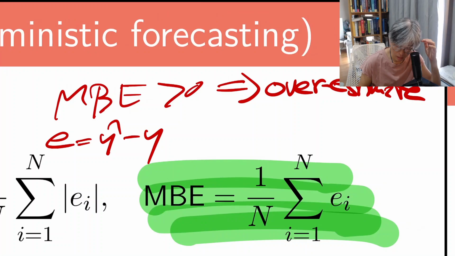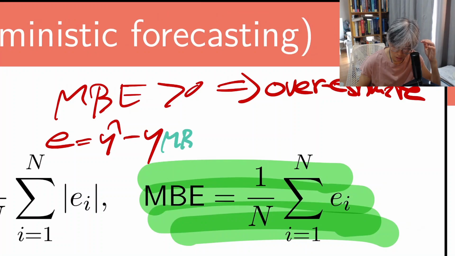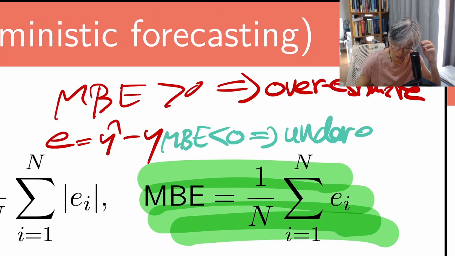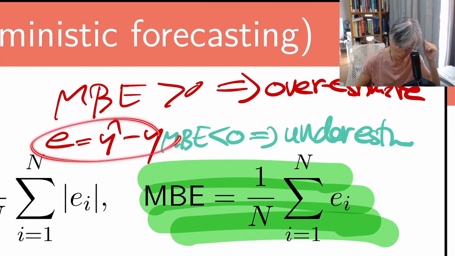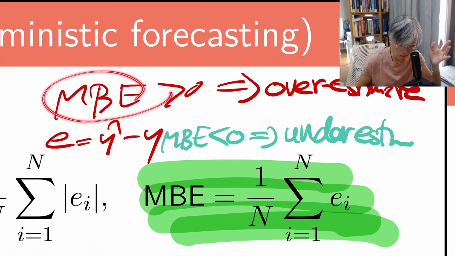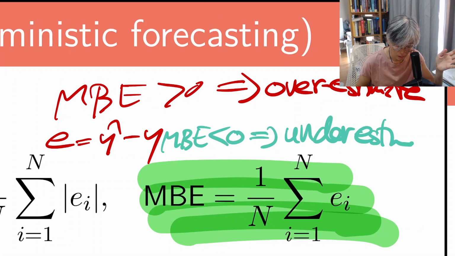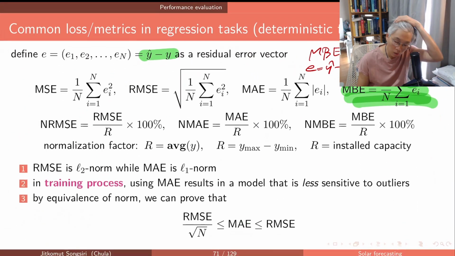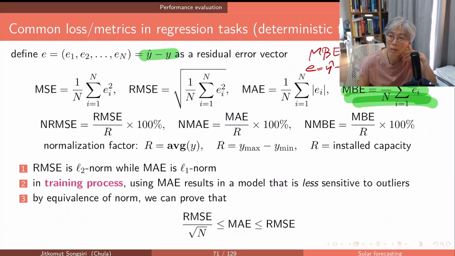And on the other hand, when your MBE is less than 0, your model tends to underestimate. So the choice of y hat minus y allows you to interpret the sign of MBE in a meaningful sense. So these are the typical evaluation metrics.